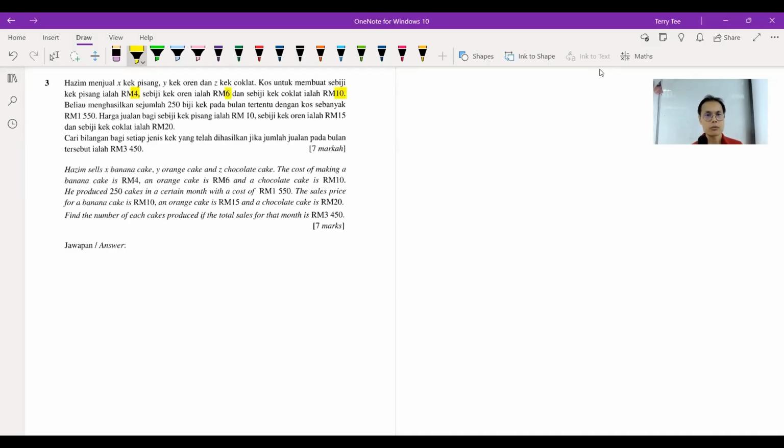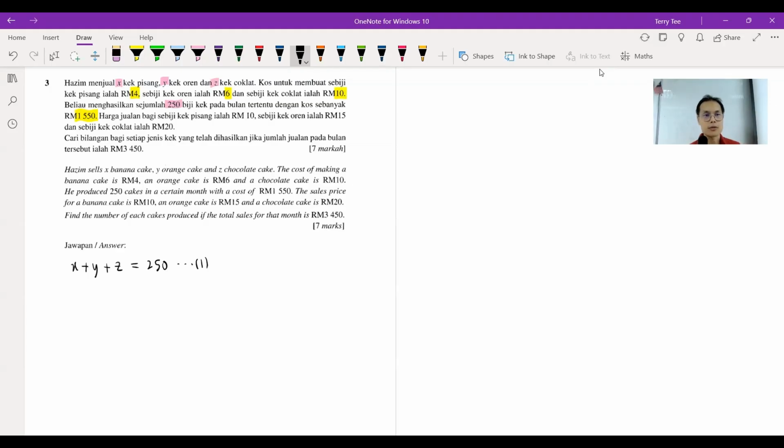So now, I think the total cost, you must see, total cost is 1550. This is X cake pisang, Y cake orange, Z cake chocolate. Dan beliau menghasilkan sejumlah 250. This is your total. So the pink one represents your total cake that you produce. I think we can straightly write from the first equation, X plus Y plus Z, total cake that you produce is 250, right? I'll just write this down, 250.